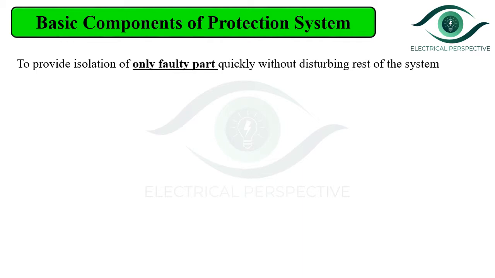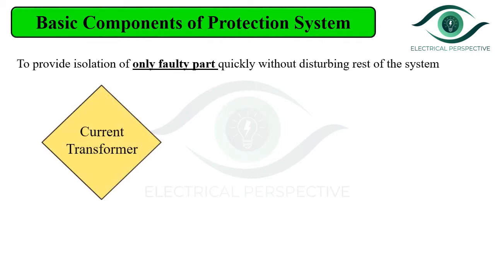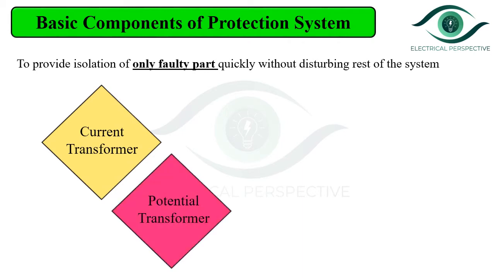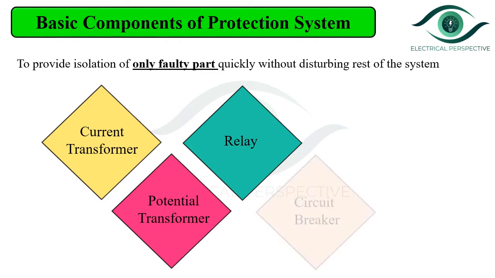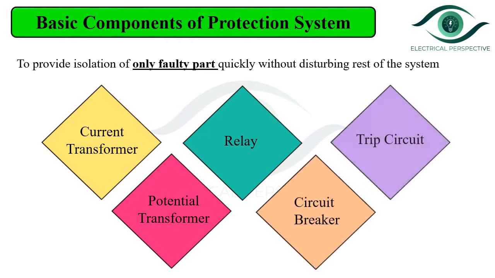And to achieve this objective, protection system needs various components. Basically, it's the teamwork of different components. Let us see one by one. Current transformer, potential transformer, relay, circuit breaker and trip circuit. Again, trip circuit consists of battery, trip coil of circuit breaker and relay stationary contacts, etc.